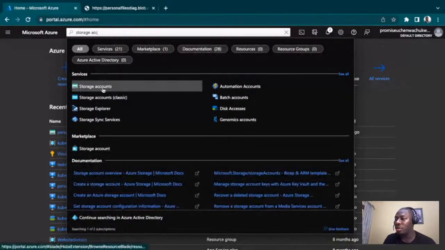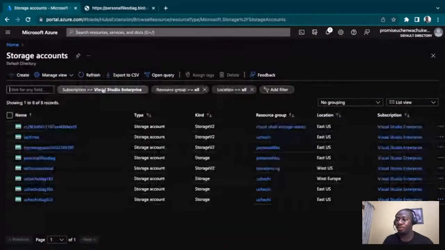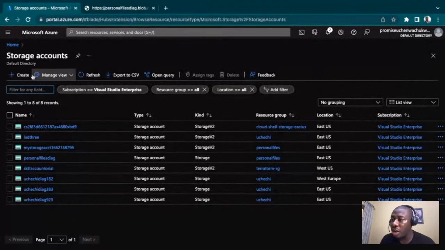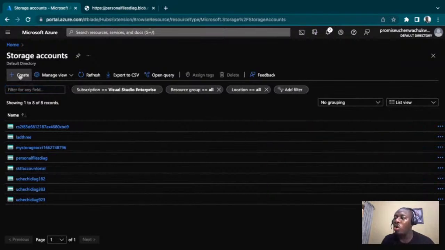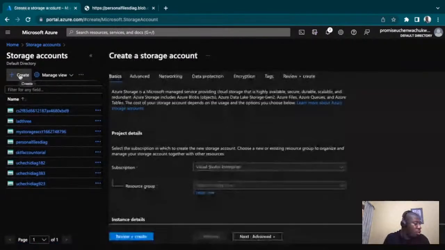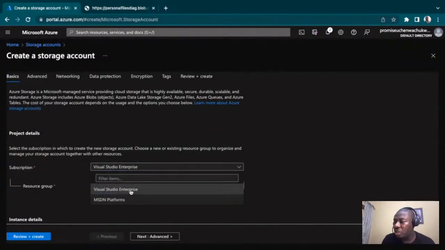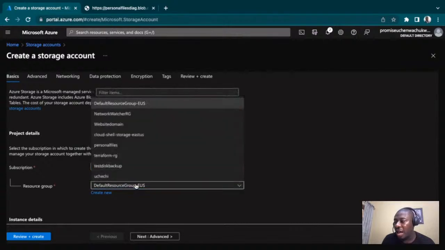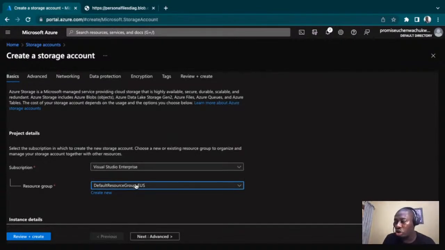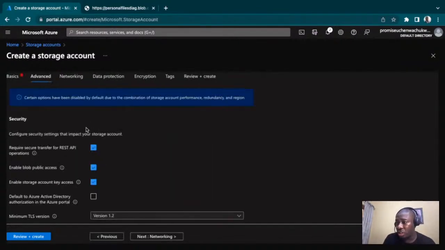And once you do this, you are able to click on this. Now, you can see this create button here is used to be able to create a new storage account. So I'm going to proceed to click on the create button, right? So the next thing I need to do is to select what? Select the subscription I have, right? And probably choose a default resource group. And then I click on next, which is advanced.